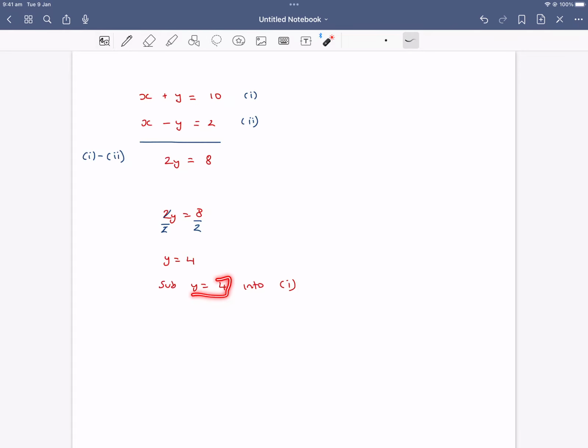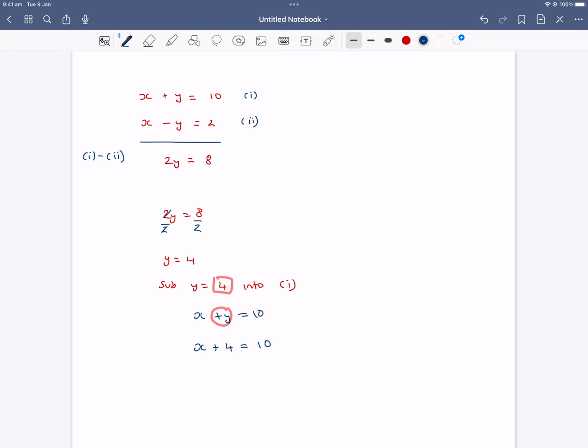So what we're doing, we're subbing y equals 4 into this equation. So let's write out this equation. We've got x plus y equals 10. And wherever I see y, which is over here, I'm going to substitute the value 4. So I still have x, and instead of y, I'm going to say 4. And that equals 10.